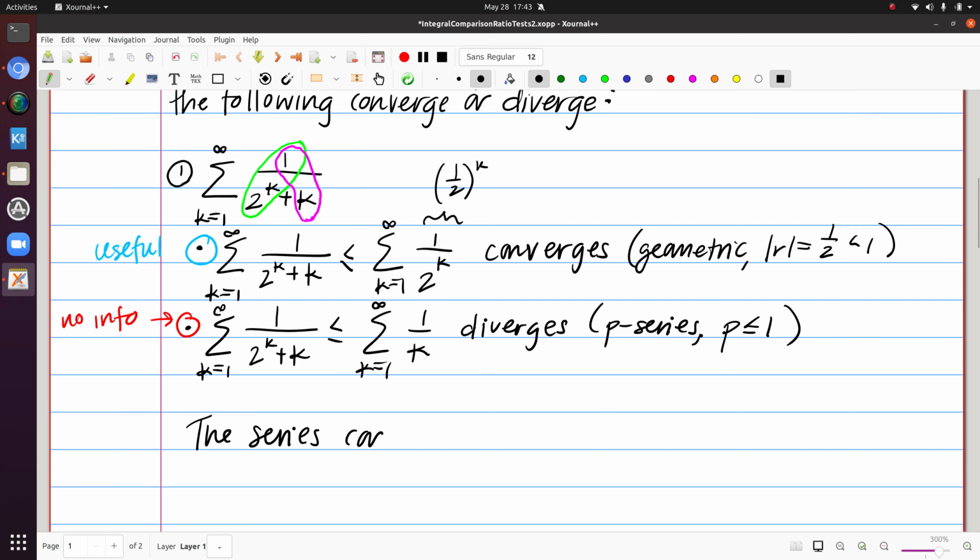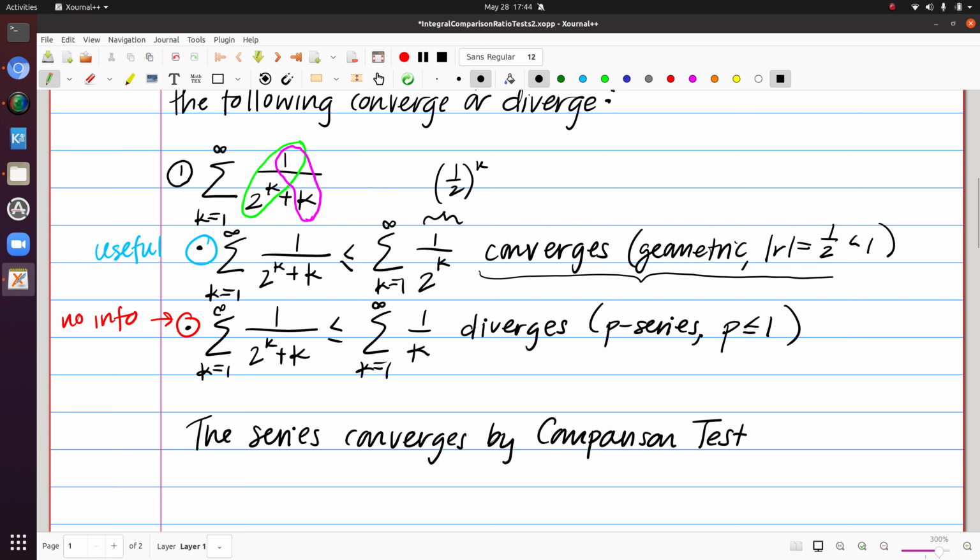So we're going to be able to say that the given series converges by the comparison test. Again, you want to get into the habit of always indicating what test you're using. And then on top of that, we need to show work. In this case, the work was identifying what the comparison series is and how we know whether it converges or diverges.